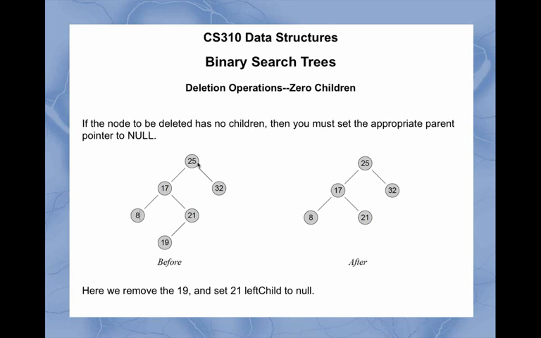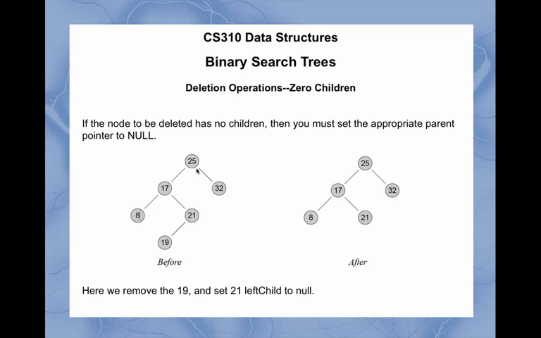So looking first at the operation with 0 children, this is the simplest case. You use the same heuristics that we've been talking about for traversing or walking the tree. You look for the node, but on the way down the tree you keep a trailing pointer to the parent and also keep track, did you go left or did you go right?